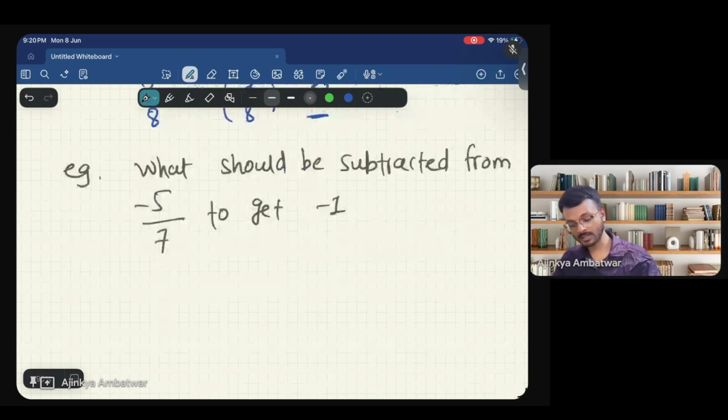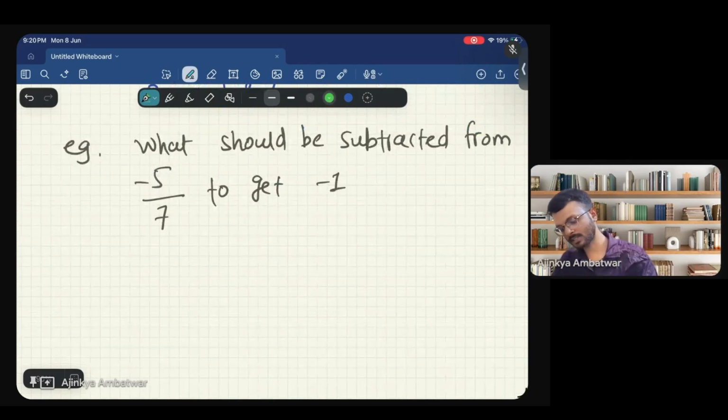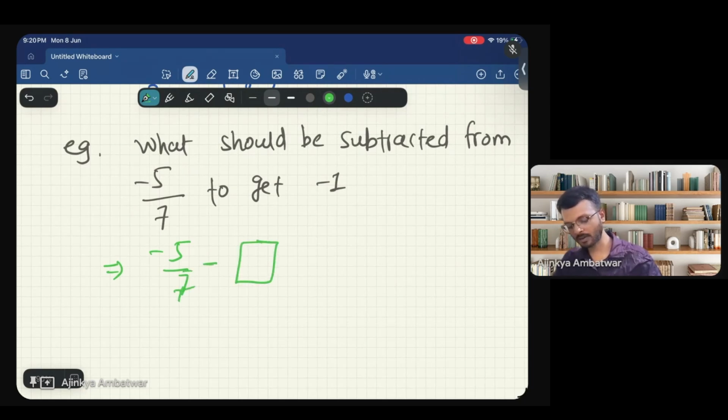Sure. So basically, see what I'm asking. I have minus 5 by 7, right? What should I subtract from this? Subtract what, so I'll get minus 1. This is how to understand this. You have to find this question mark.